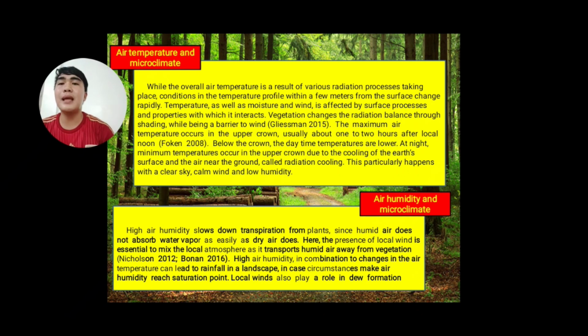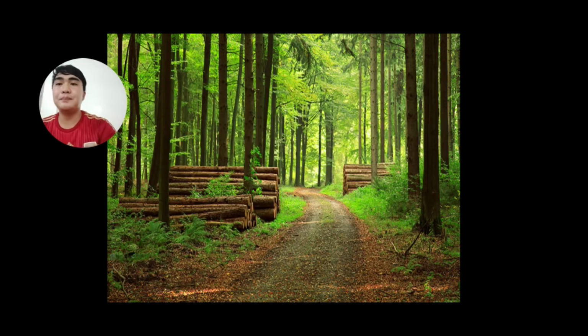Next is air humidity and microclimate. Higher air humidity slows down transpiration from plants, and the air does not absorb water vapor. The presence of local wind is essential to mix the local air. High air humidity, or a combination with changes in the air temperature, can lead to rainfall in the landscape, in circumstances that make air humidity reach the saturation point. Local winds also play a role in dew formation.